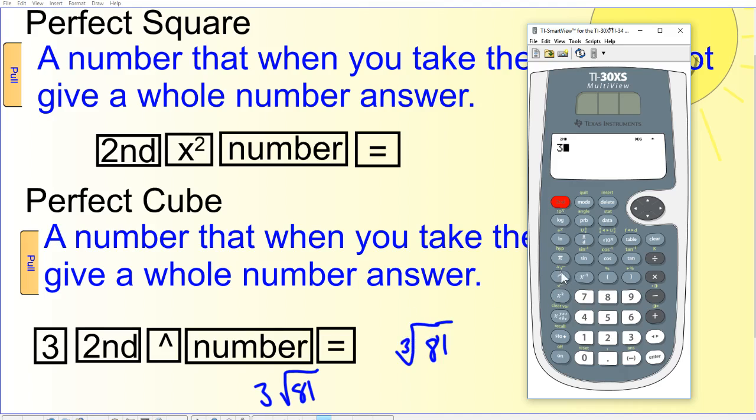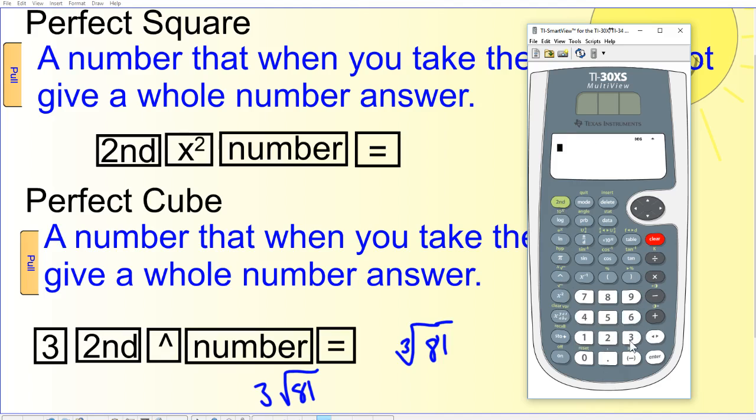So I'm going to use this x to the square root button, this caret key. That takes the 3 and it puts it in there for the x, like this. Now if I hit 81 equals, that number would be an irrational number. Now if I take the cube root of something that does work out, say 3 second square root 64.